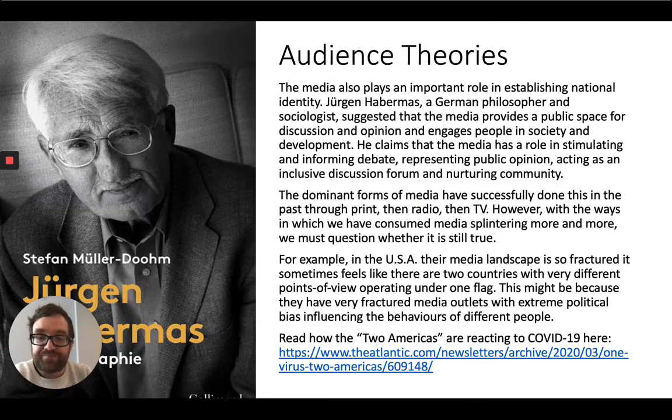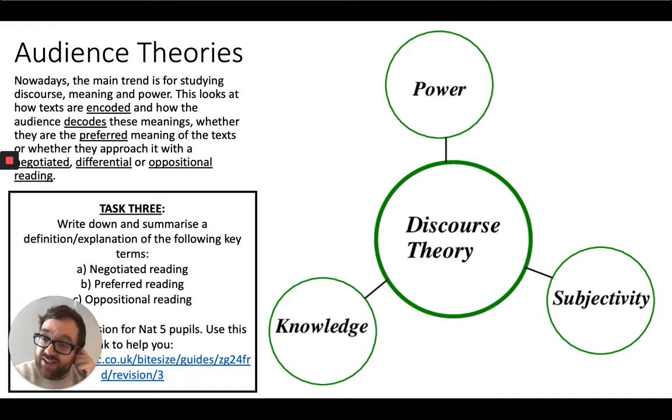Okay, so audience theories was the next thing. This came straight from the Nat 5 course last year. So for those people, they'll know what this is, and for the new people, it's a learning curve. But I asked you to define and explain these three things: negotiated, preferred, and oppositional readings.